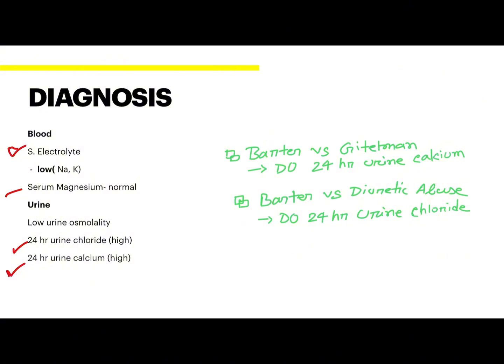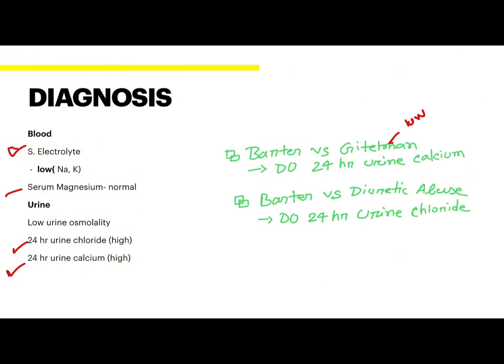Now, how can we differentiate Bartter syndrome from Gitelman syndrome? By the 24-hour urinary calcium excretion. Because in Bartter syndrome, there will be loss of calcium, so the 24-hour urinary calcium excretion will be higher. But Gitelman syndrome typically shows features of hypercalcemia, so the 24-hour urinary calcium excretion is low in Gitelman syndrome.